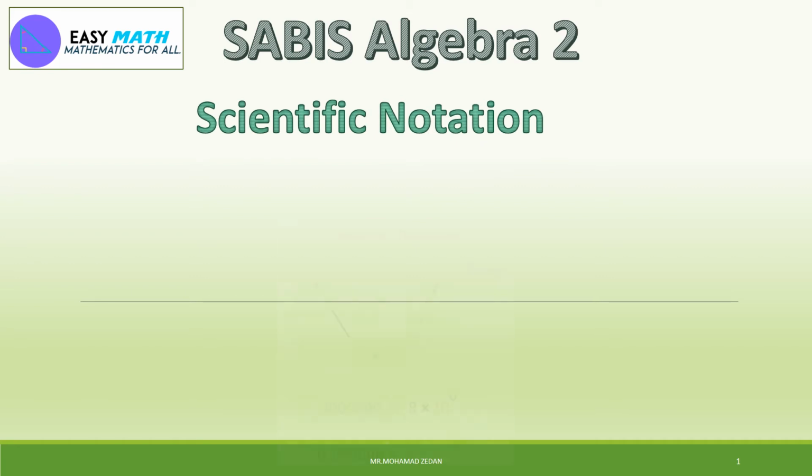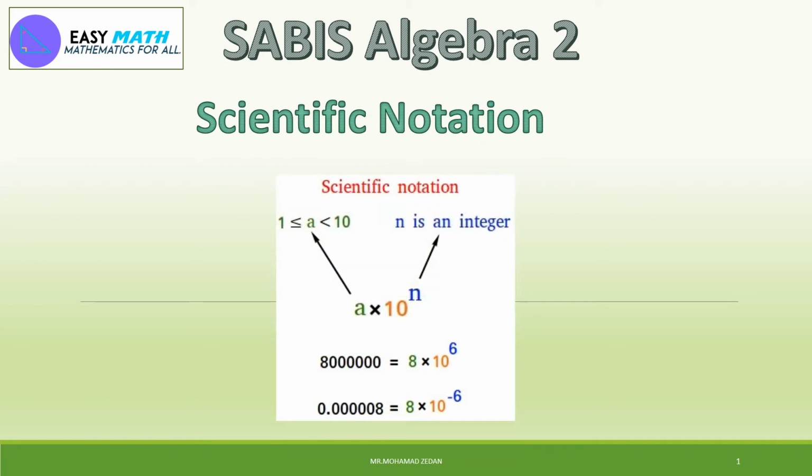Scientific notation. What's the meaning of scientific notation? Scientific notation is a scientific way to write very large and very small numbers. As you see here, 8 million can be written in this form, 8 times 10 to the 6. Even 8 over a million, 0.000008, can be written in this form, 8 times 10 to the negative 6. How can you write these numbers and understand the lesson in a very simple and easy way? Let me show you.